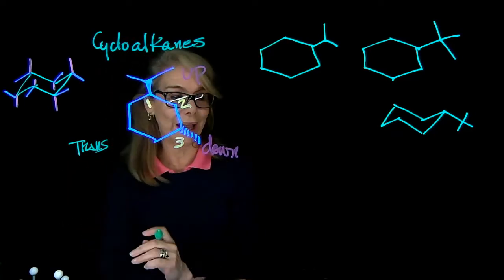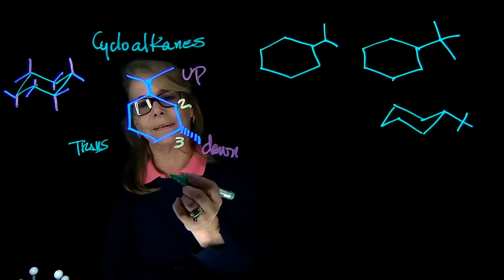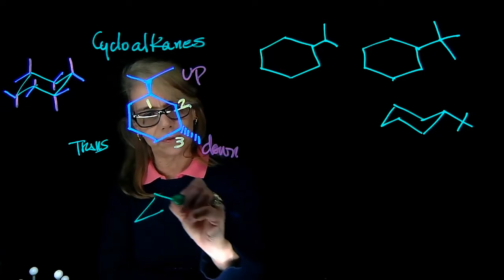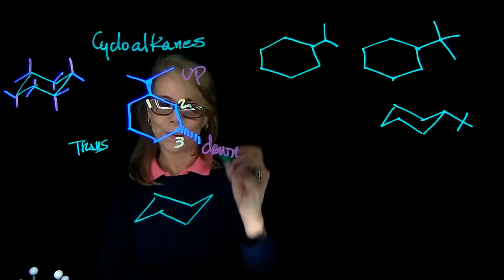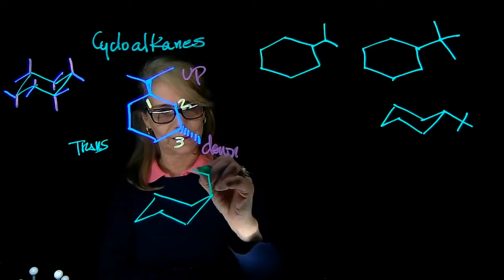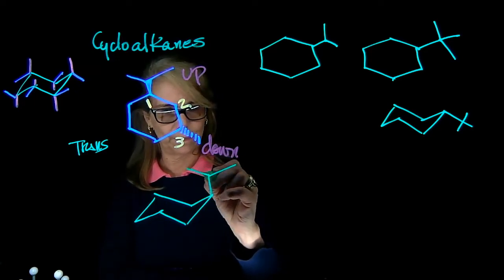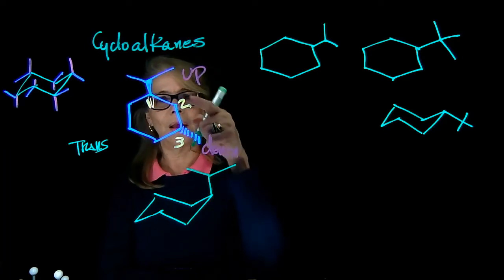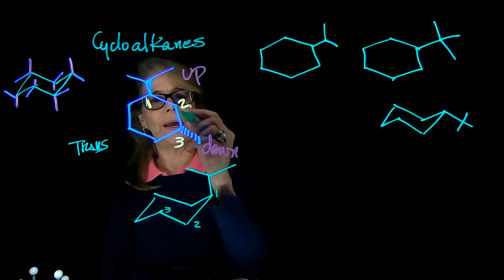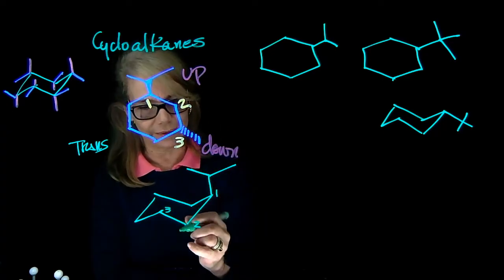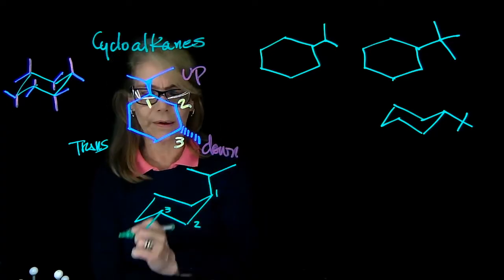Now let's look at the chairs to do our analysis. So first I'm going to draw one chair, and here say up. So I'm going to do my isopropyl group here. So it has two methyl groups. And so carbon 1, 2, 3, and I need to draw the methyl down. So it will be here.